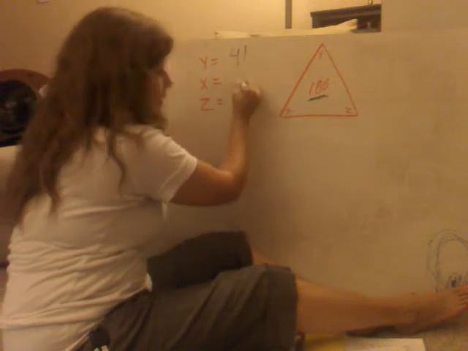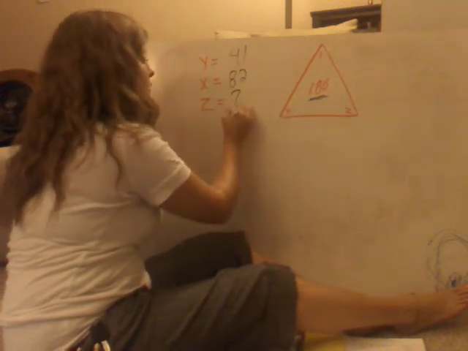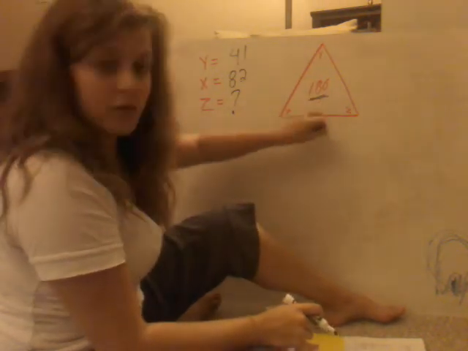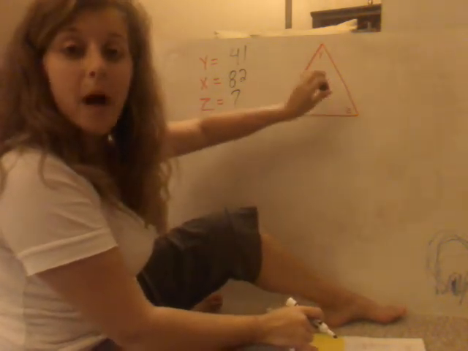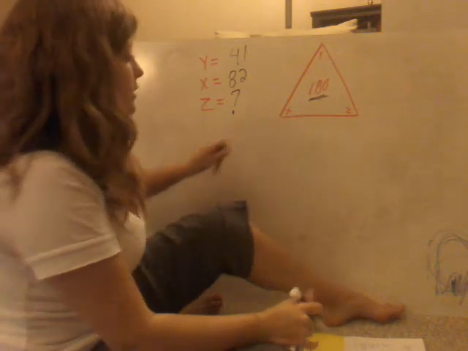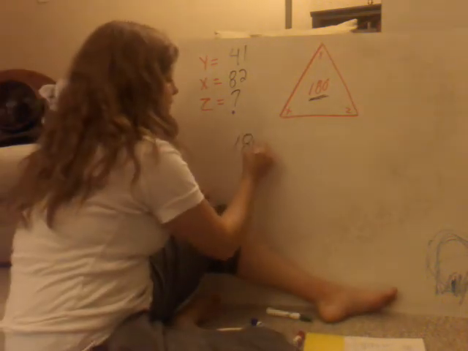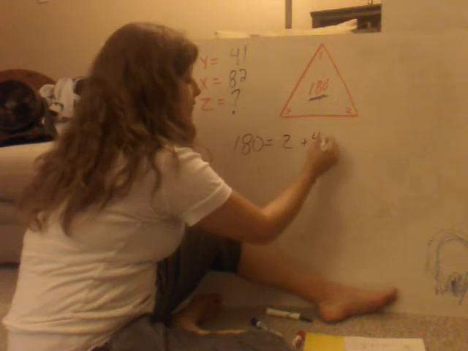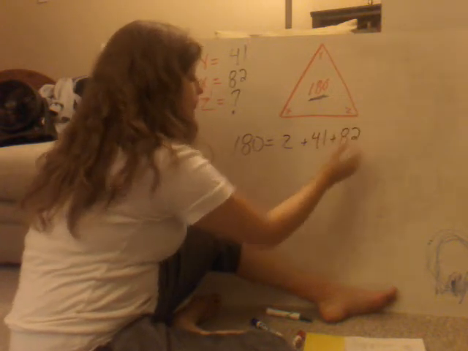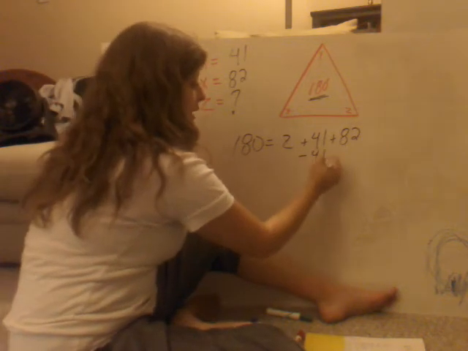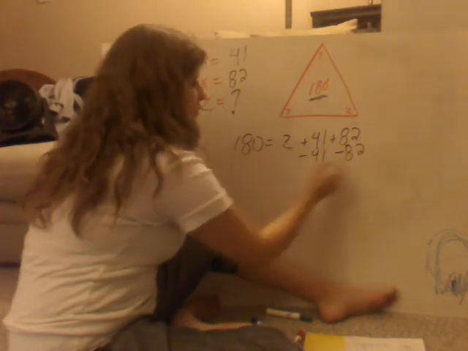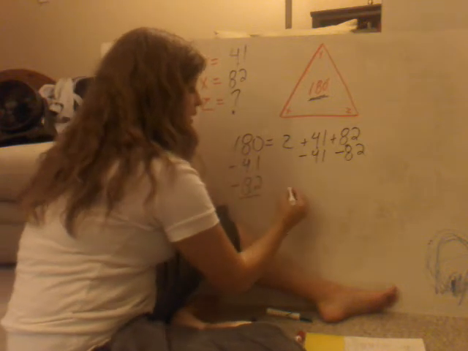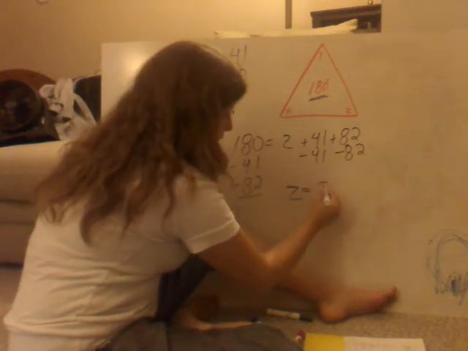Y is 41, X is 82, and I'm looking for Z. Just as a refresher, in case you didn't watch the other video, every angle is equal to 180 degrees combined. So as I write this out, I'll write it as 180 is equal to Z plus 41 plus 82. So I'll subtract 41, I'll subtract 82 from both sides, minus 41 minus 82. Z is equal to 57.